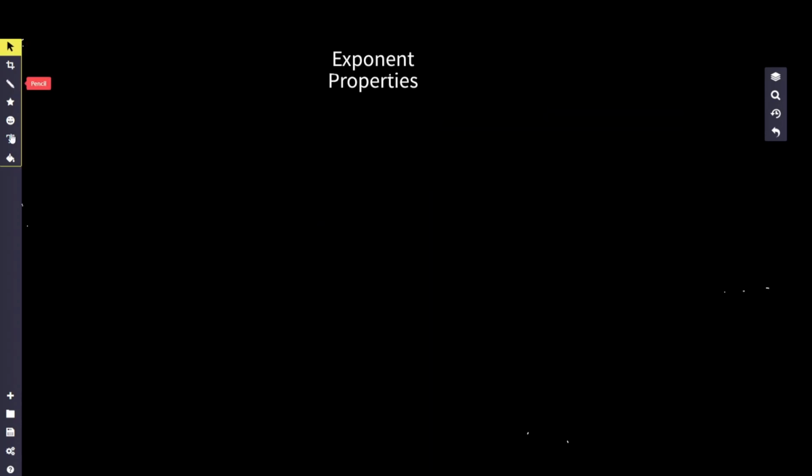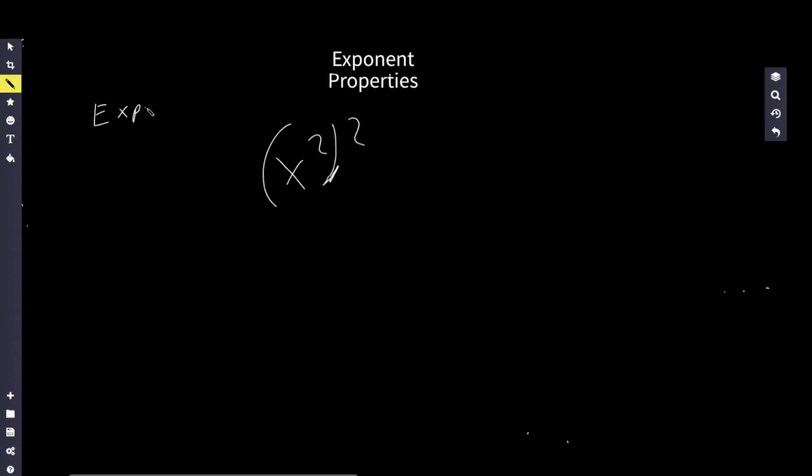If we have something like x squared squared, how can we write this? Well, I'm going to call this exponent to an exponent.